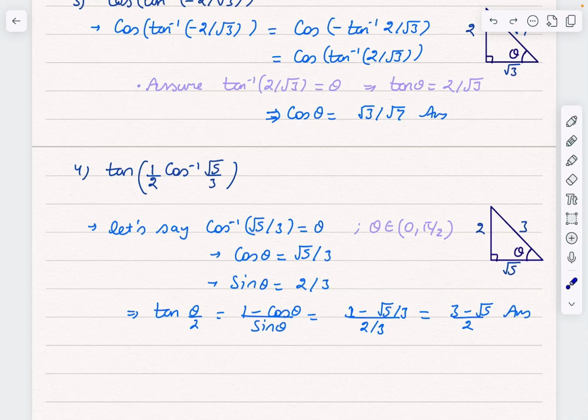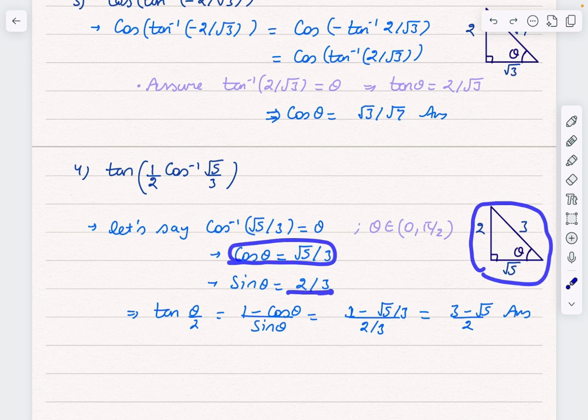See, what do we do here? We say cos inverse root 5 by 3 as theta. So you see, cos inverse for positive number, the value of the theta will lie between 0 to pi by 2. This is important here. So cos theta will be root 5 by 3 and theta is acute angle. You can use triangle. You get sin theta to be 2 over 3.